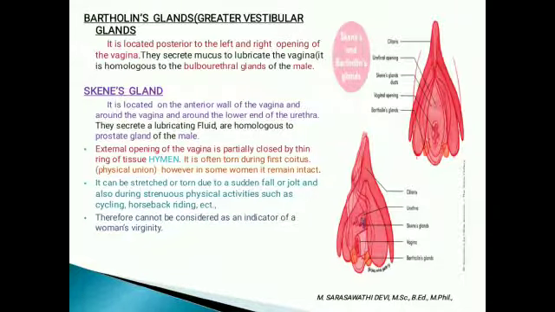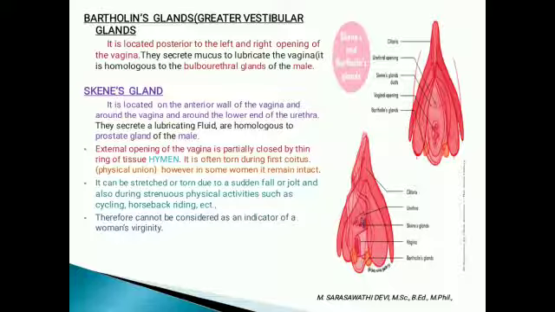Bartholin glands, otherwise known as the greater vestibular glands, are located posterior to the left and right openings of the vagina. They secrete mucus to lubricate the vagina. They are homologous to the bulbourethral glands of the male. Skene's glands are located on the anterior wall of the vagina and around the lower end of the urethra. They secrete a lubricating fluid. They are homologous to the prostate gland of the male.